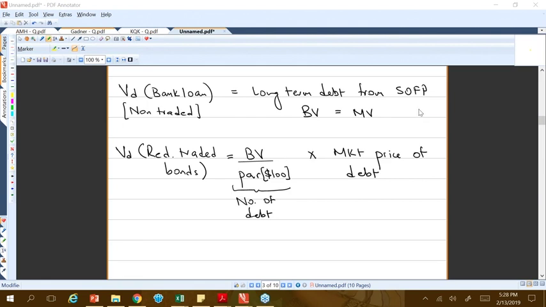Okay, the next question here is asking, what is SOFP? Well, SOFP is the statement of financial position, or the balance sheet.